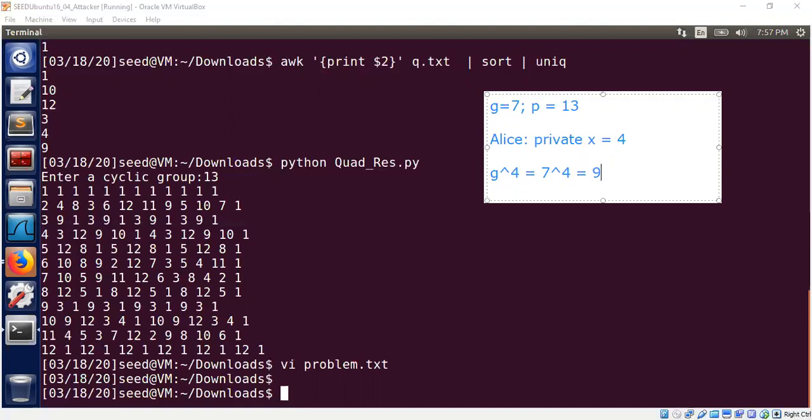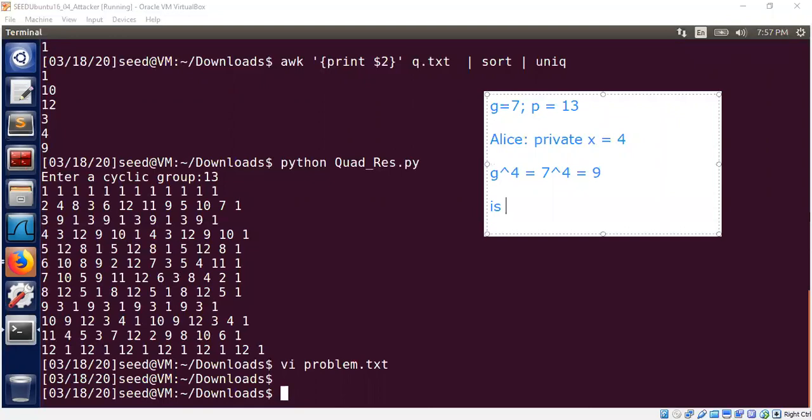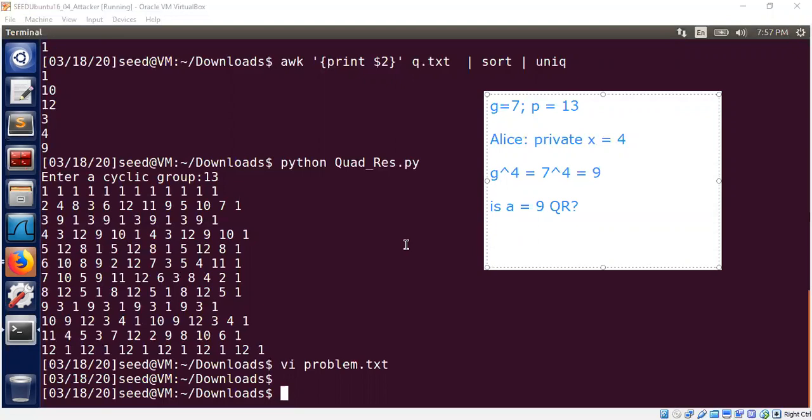So now the question is, can we use Euler's theorem to detect whether 9, the public key, is a quadratic residue or not? Is 9 a quadratic residue? Okay, so A is 9. Now I'm going to apply Euler's theorem. Is A equal to 9 a quadratic residue? Okay, how do I check that? All I'm going to do is compute A power (P minus 1)/2.